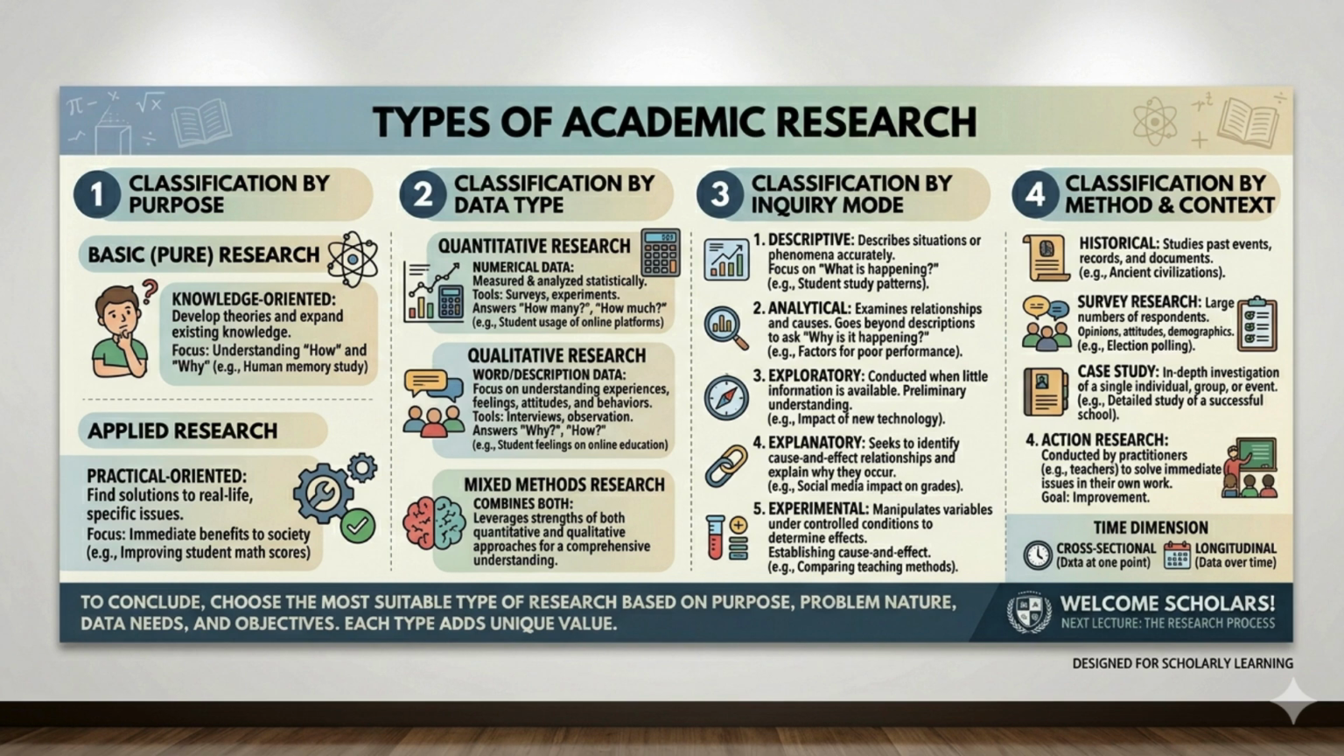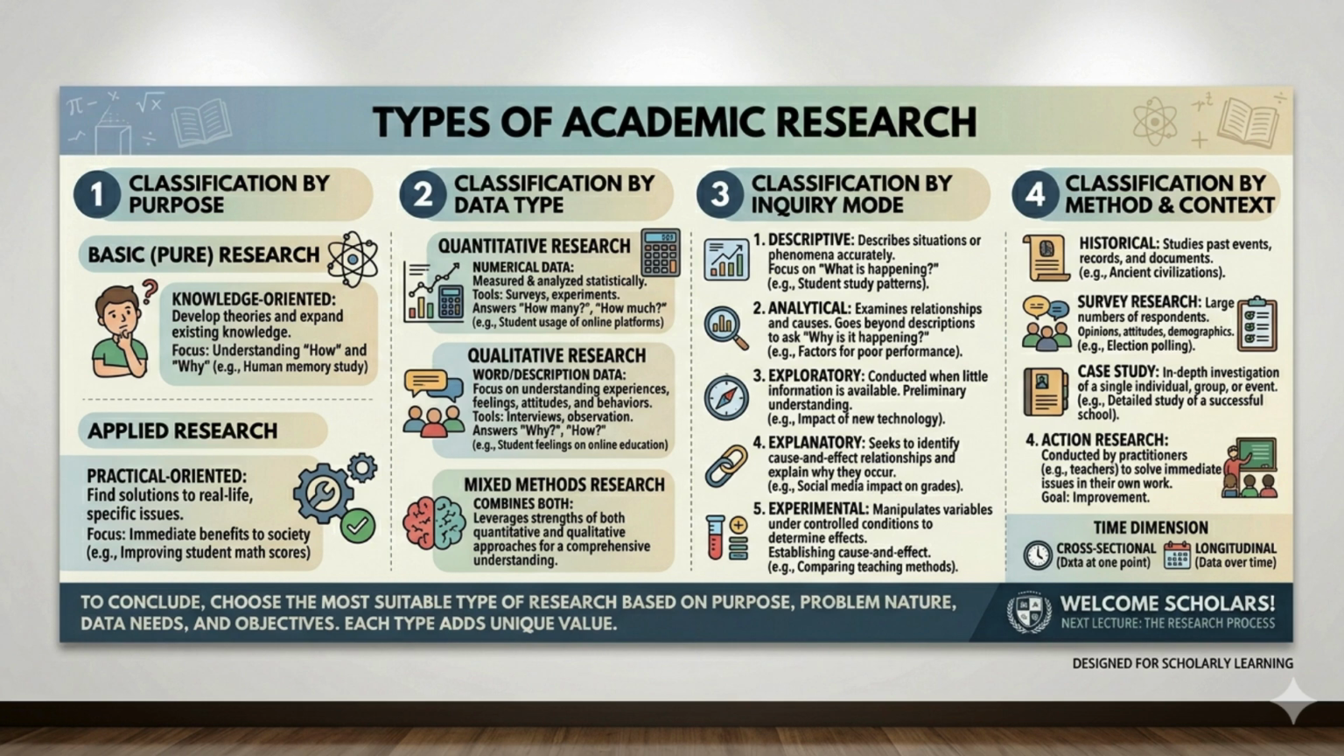Another widely used type is descriptive research. As the name suggests, descriptive research aims to describe a situation, condition, group, or phenomenon accurately. It answers questions such as what is happening or what are the characteristics of a particular group. For example, a researcher studying the study habits of university students may collect information and describe patterns without trying to explain why those patterns exist.